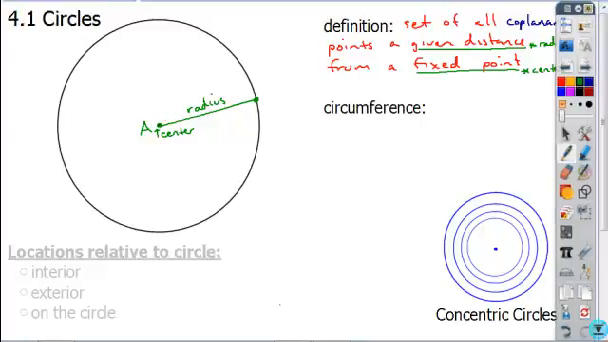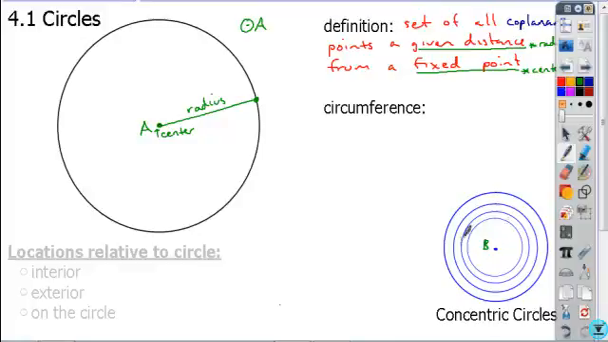All right, so in looking at this circle here, we have a center, we have a radius. Let's talk about naming the circle. We can name a circle by its center, and so we can call this circle A. The one time that we can't name a circle by its center is if that center is the center for multiple circles. Those would be called concentric circles.